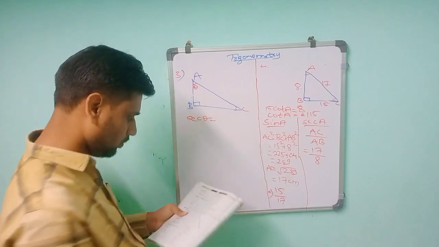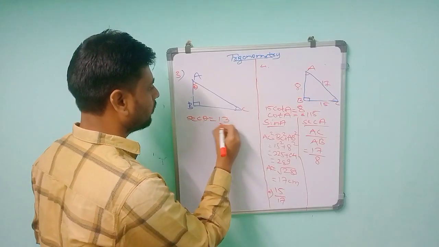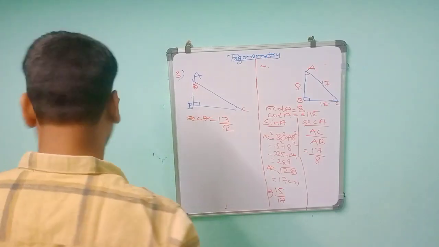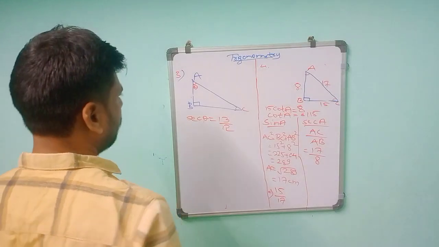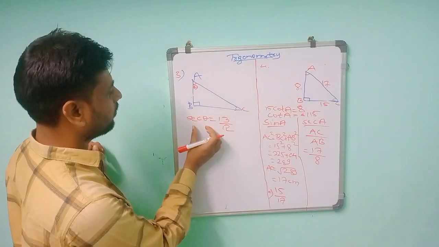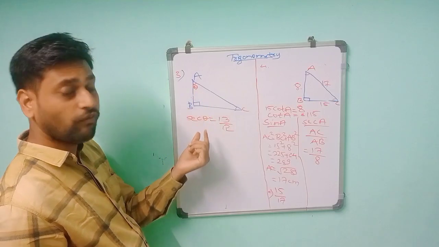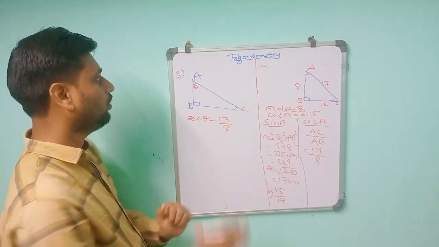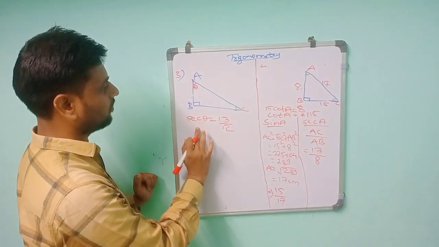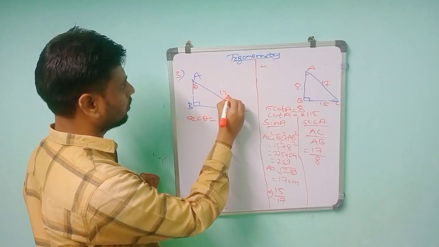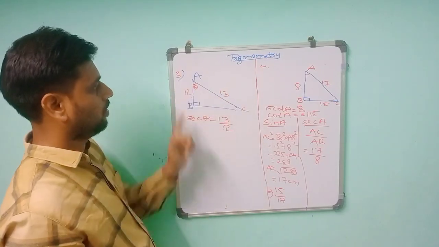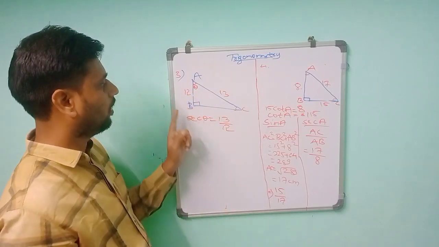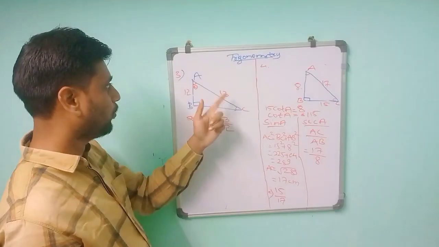Sec theta is equal to 13 by 12. You have to calculate all the other trigonometric ratios. So this one is theta. Sec theta is the reverse of cos theta. So you should know the cos theta formula: adjacent by hypotenuse. Its reverse is sec theta, so hypotenuse divided by adjacent.